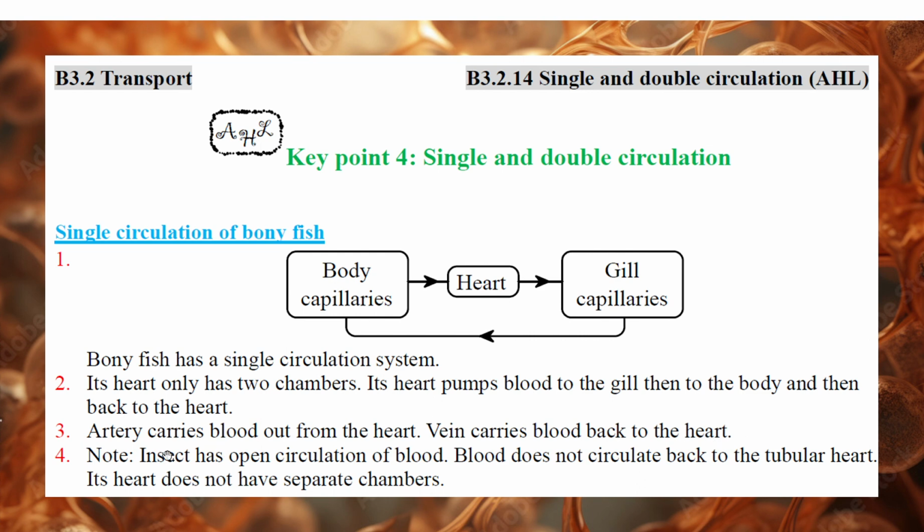Look at the insect, even more funny. The insect has an open circulation of blood, but it also circulates back to the tubular heart. Its heart does not have separate chambers. The heart just pumps out the blood, and the blood will circulate around the whole body and then go back.